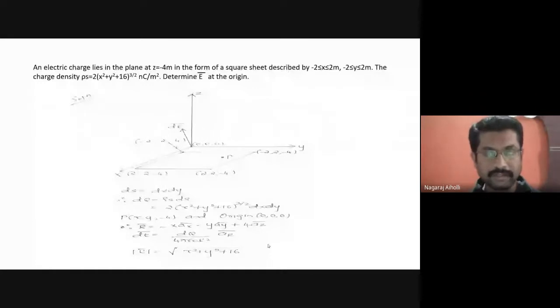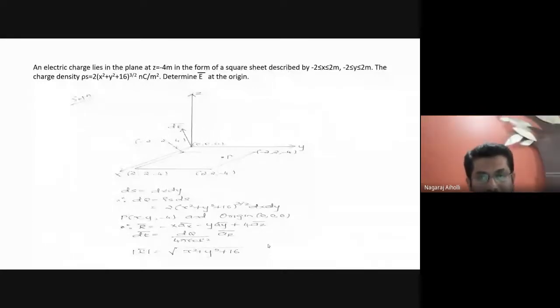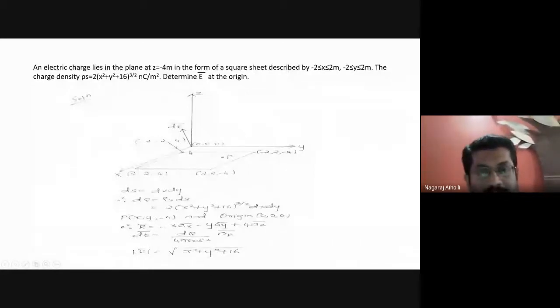Here, what all they have given, students? An electric charge lies in the plane at z equal to minus 4 meter. There is a charge which is lying at z equal to minus 4 meter. This is our z. Minus 4 meter means below here, in the minus z direction, towards the minus z direction.